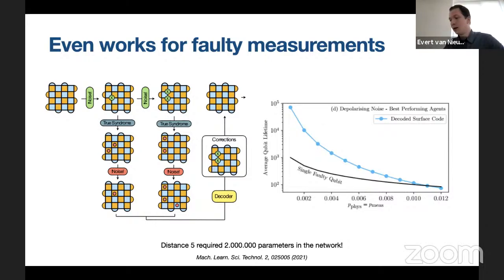And you can look at how long you can keep your code in a well-defined state. And if you do minimum weight perfect matching in a time-sliced version, let's not discuss that, you get some result. If you do that with a reinforcement learning agent again, you have two orders of magnitude improvement in the lowest error rates, which luckily for us is also the regime where most qubits operate nowadays.